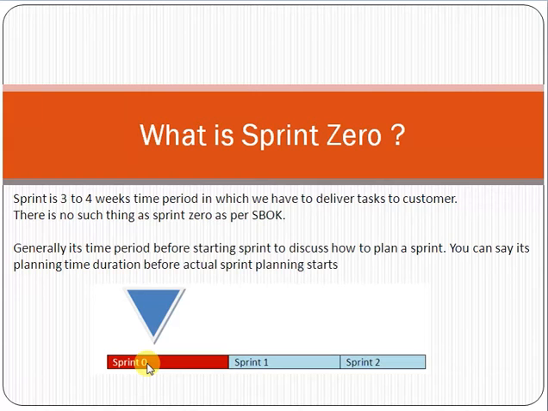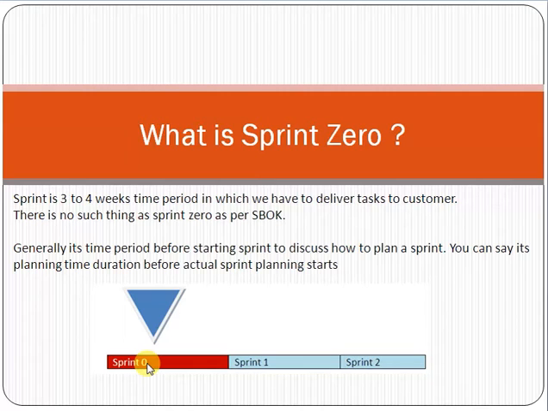Because we are not delivering anything to the customer. So as per the definition, as per the standard, sprint 0 is nothing. But in general terms, sprint 0 is a time frame in which we put some time to discuss the task, the technology, the things which we are going to deliver, and how many resources would be required.